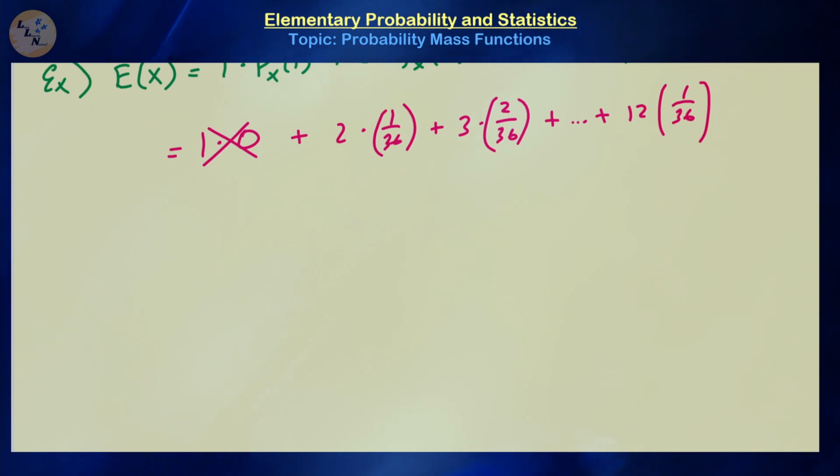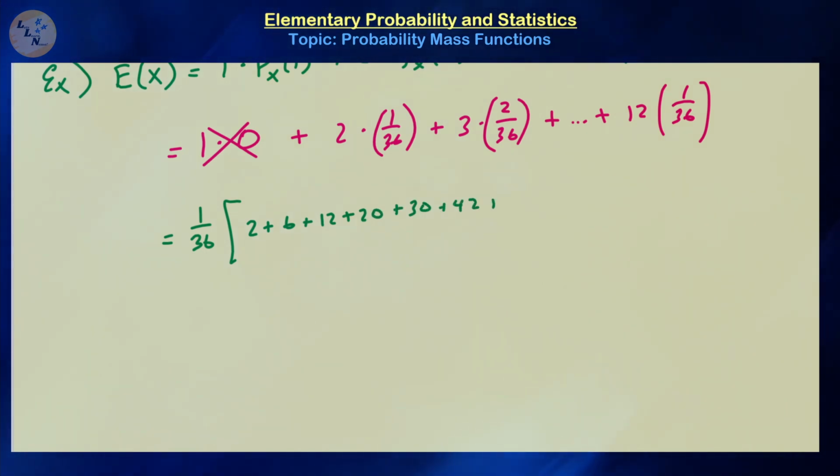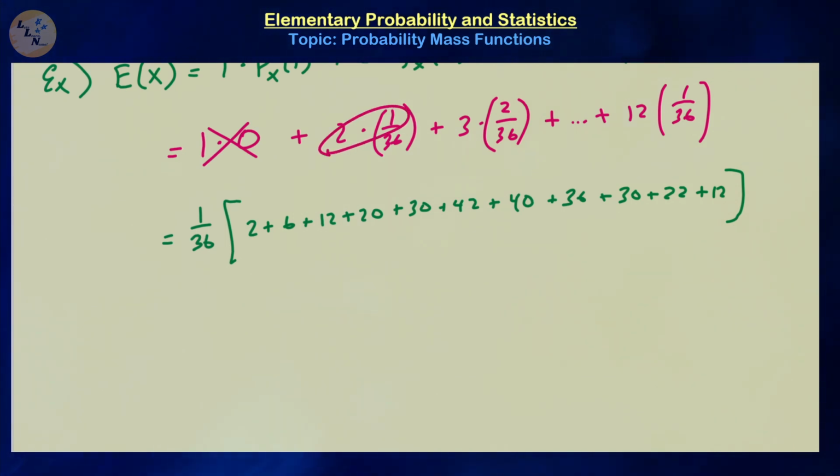So what is that going to be? So notice that we have 36 in all the denominators. I can technically factor that out just to make your computations easy. And you should get 2 plus 6 plus 12 plus 20 plus 30 plus 42 plus 40 plus 36 plus 30 plus 22 plus 12. Now, where are all these numbers coming from? So that's 2 times 1 is 2, 3 times 2 is 6. I'm just multiplying the values of x times the numerator of each of those probability fractions. And you'll get all of that out.